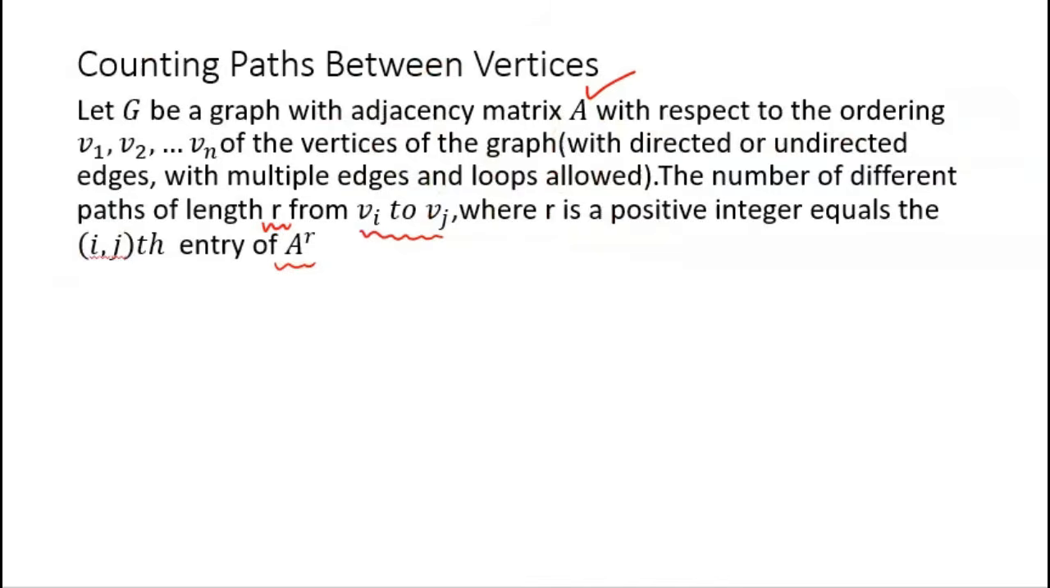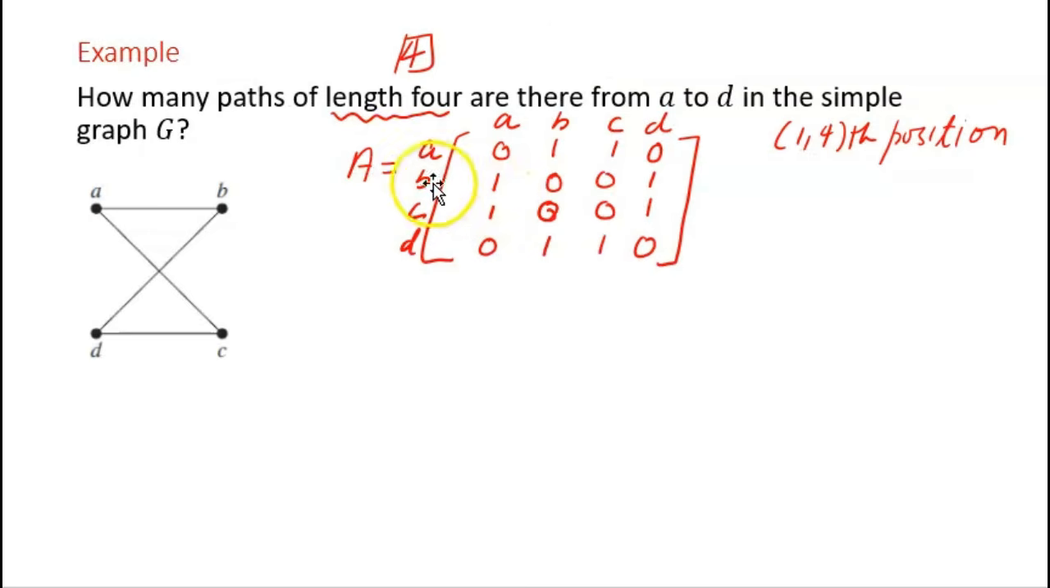Let us look at the definition. It is saying that if you have to find the path of length r from vi to vj, where r is any positive integer, that is equal to the ijth entry of A to the power r, right? So if I have to find the path of length 4 from A to D, we have to first find A to the power 4.